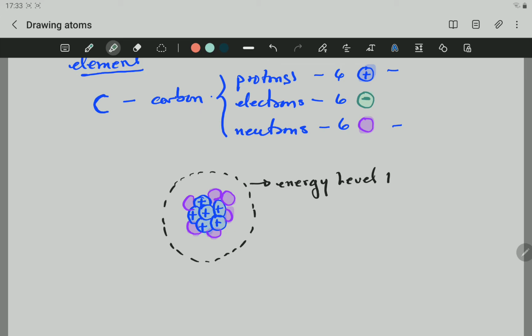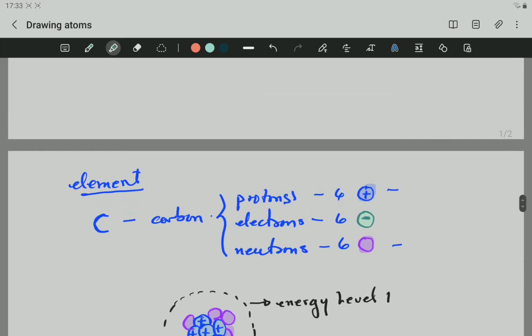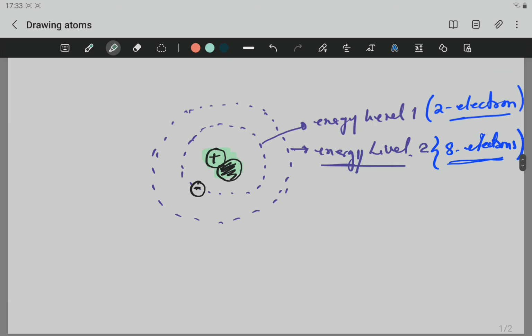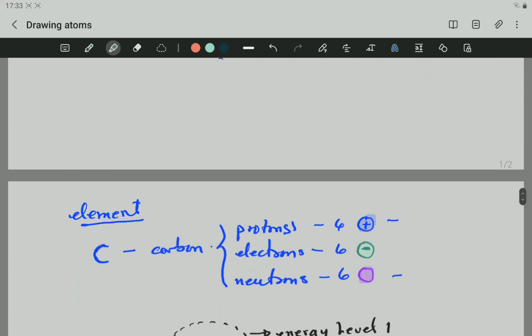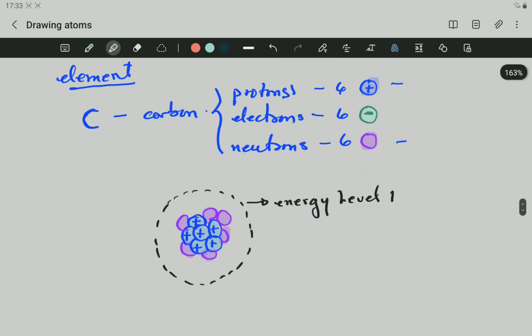So, in the first energy level, we can only place 2 electrons. Remember here, only 2. You have 6, but we can only place 2. So we are going to place the 2 electrons anywhere in the energy level. Right? Anywhere in the energy level, we can place those 2 electrons. So there are my 2 electrons. All right. Now we still have leftovers. We're supposed to place 6, and we only drew 2.